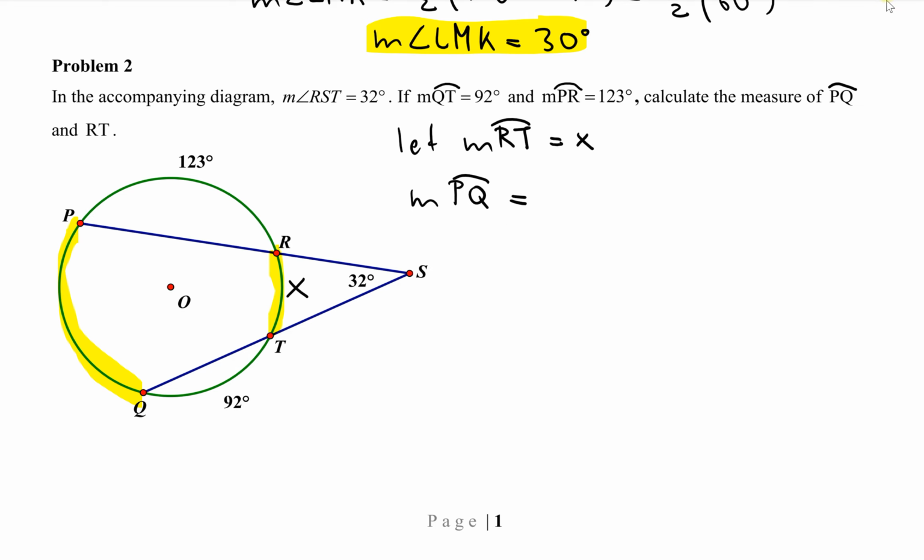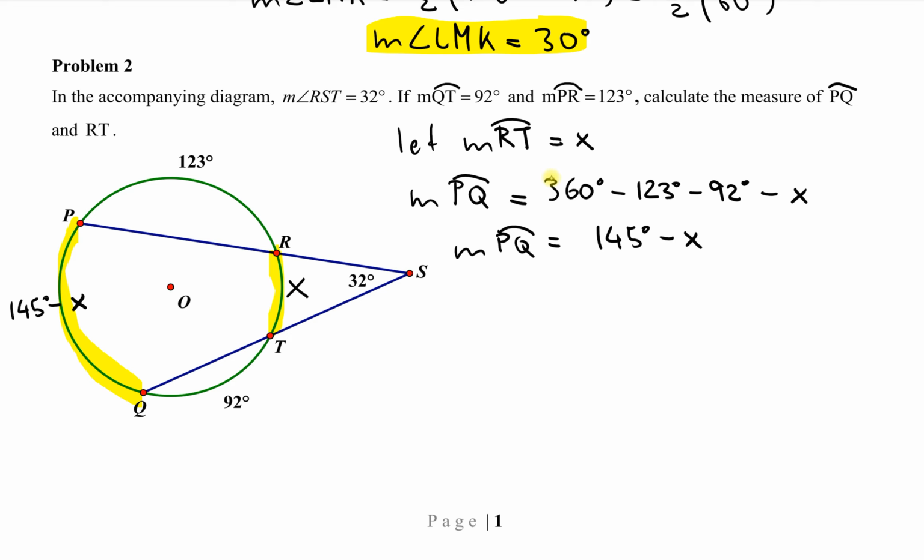Well, in this case, all we need to do is subtract 123, 92, and x from 360. So we do 360 degrees minus 123 degrees minus 92 degrees and then minus x, okay? So the measure of arc PQ is equal to 145 degrees minus x, okay? So let me just label that in the diagram, 145 minus x.